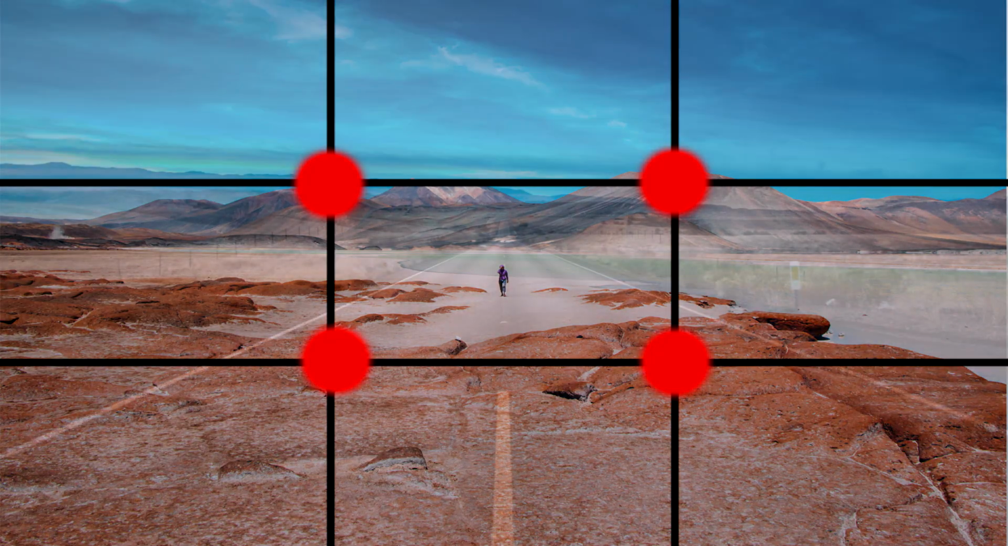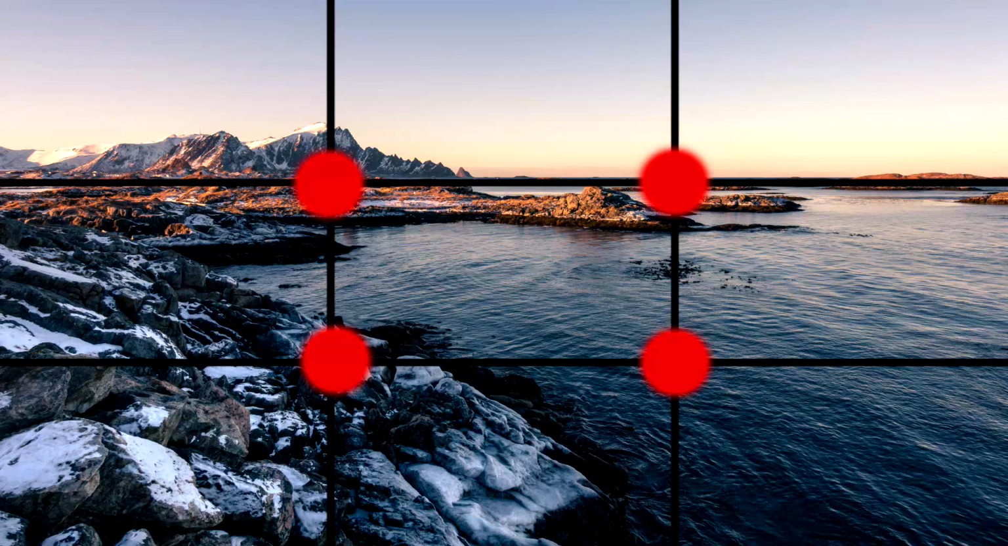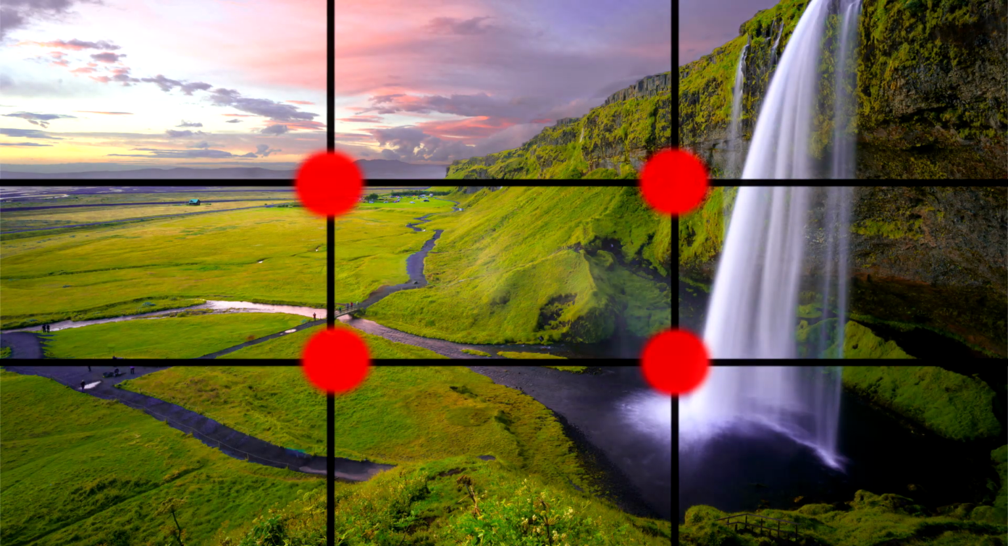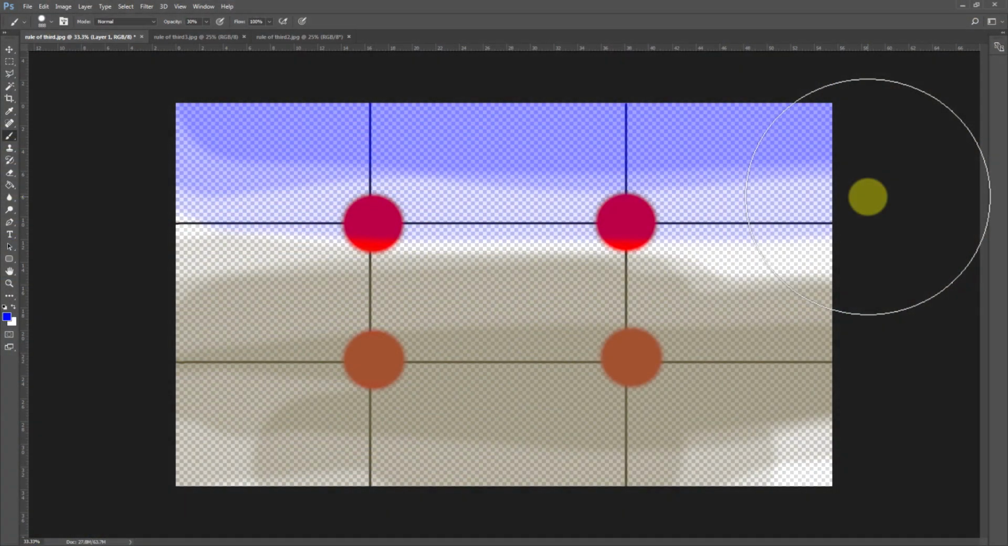I don't know if this is rule of thirds. I personally don't think this falls under rule of thirds. I just want to cover all bases. If you go now and Google rule of thirds, you may get a few things. Don't get hung up on it.